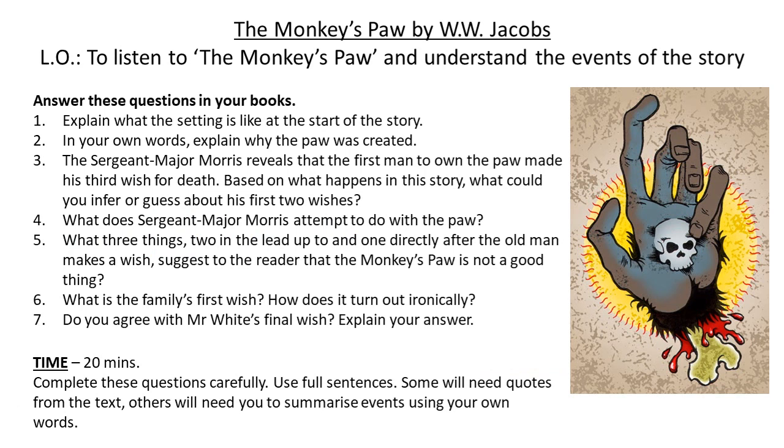Okay, so next I would like you to answer these questions in your book. Explain what the setting is like at the start of the story. In your own words, explain why the paw was created. The Sergeant Major Morris reveals that the first man to own the paw made his third wish for death. Based on what happens in the story, what could you infer or guess about his first two wishes? What does the Sergeant Major Morris attempt to do with the paw? What three things, two in the lead up to and one directly after the old man makes a wish, suggest to the reader the monkey's paw is not a good thing?